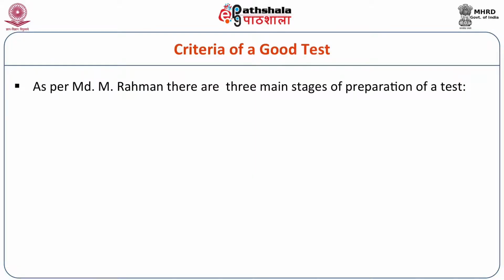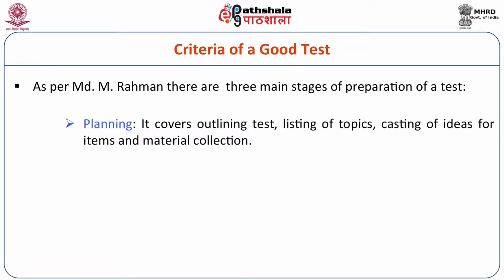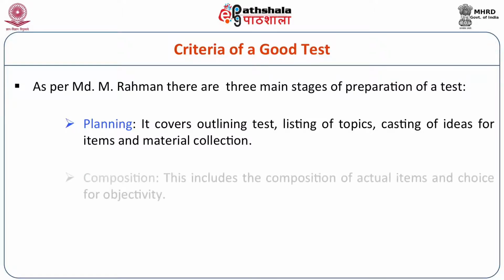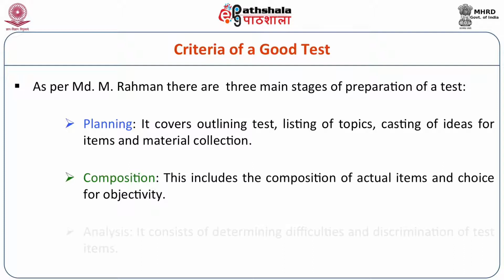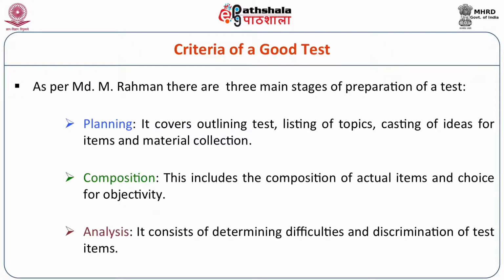As per M. Rahman, there are three main stages of preparation of a test. Number one is planning, then composition, and then analysis. Planning covers outlining the test, listing of topics, casting of ideas for items, and material collection. The second step, composition, includes the composition of actual items and choice for objectivity. While the third part, analysis, consists of determining difficulty and discrimination of test items.